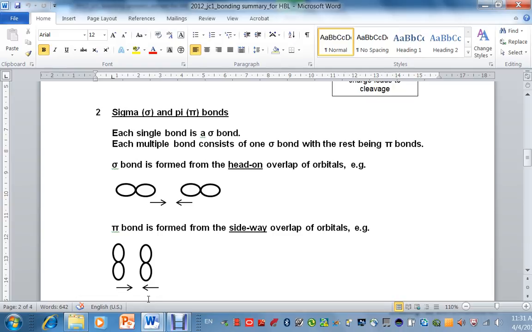The thing to take note of is that if you see a single bond, it's definitely a sigma bond. Now if you see a multiple bond, one bond will be a sigma bond and the rest will be pi bonds. Like in the example we have just now, the C=C double bond consists of one sigma bond and one pi bond. If you have a triple bond, it will consist of one sigma bond and two pi bonds.